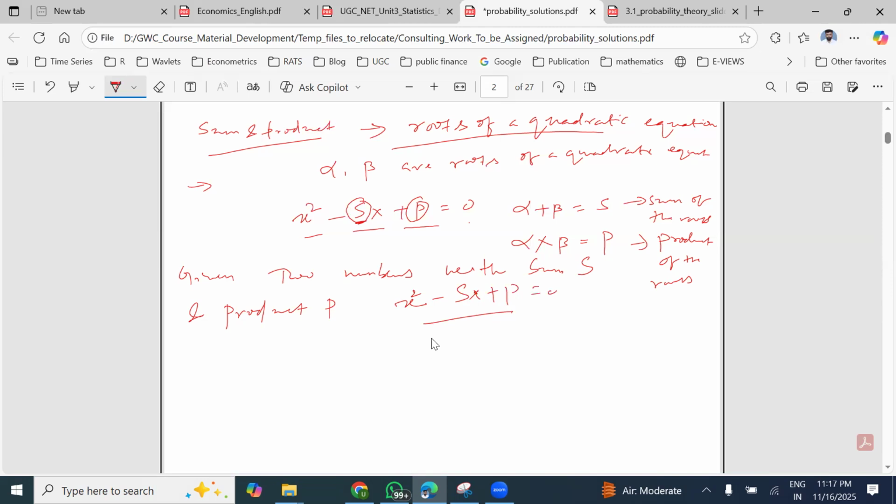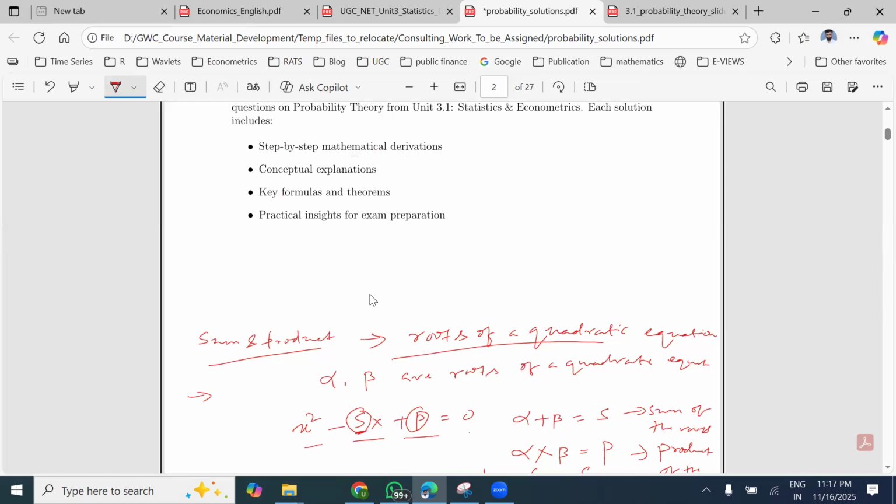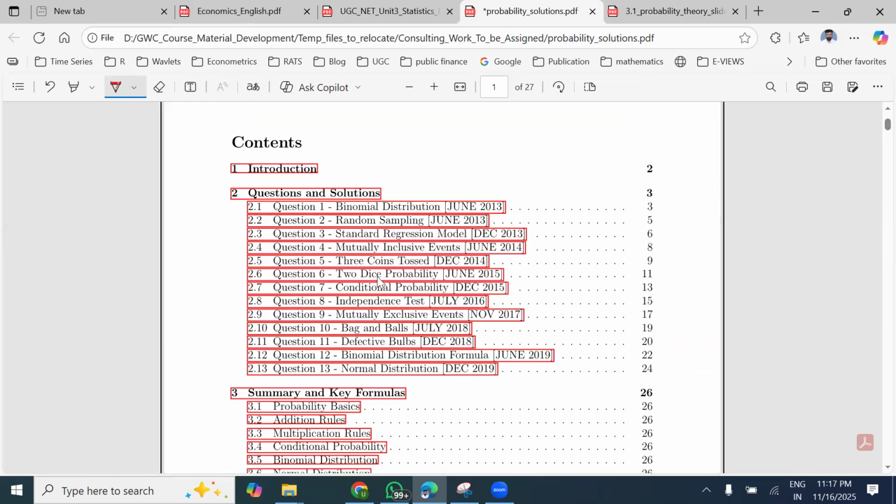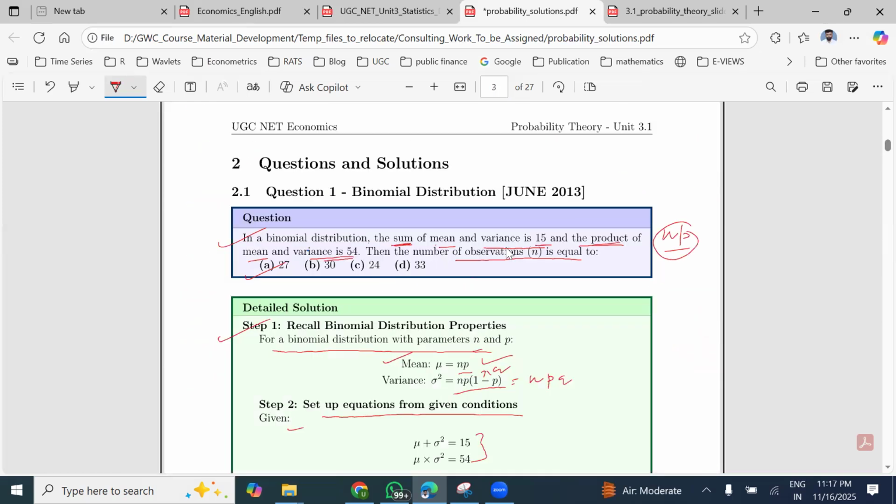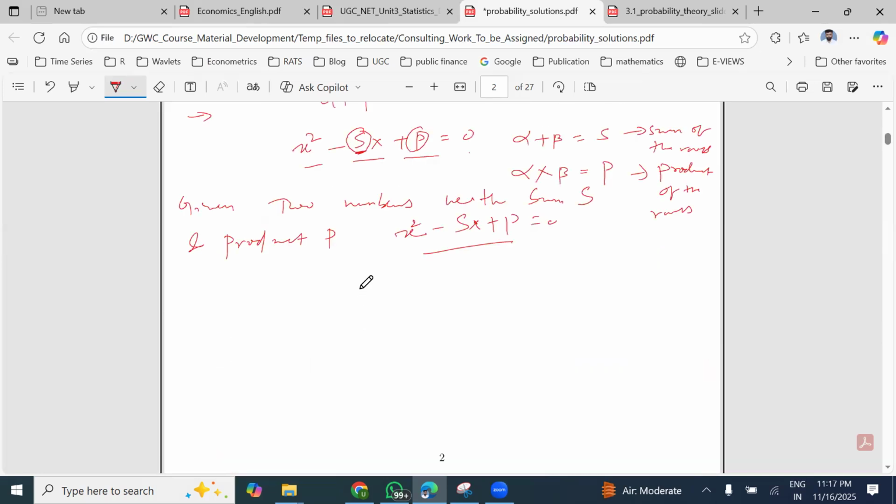Now in our case, the sum of mean and variance and the product of mean and variance are already given to us. So now you directly set up the equation: x square minus 15x plus 54 is equal to 0.